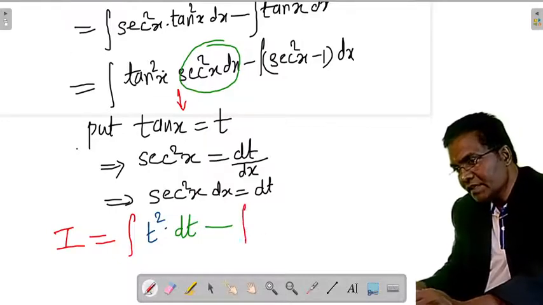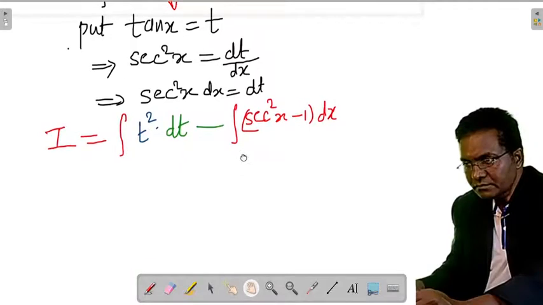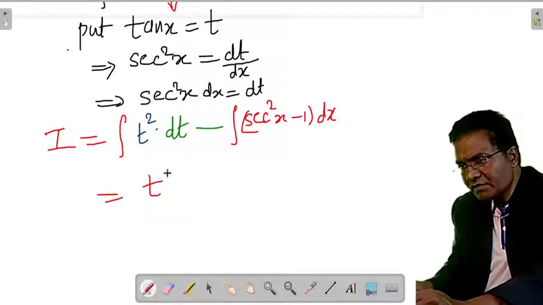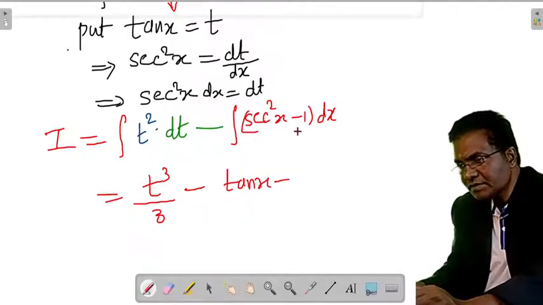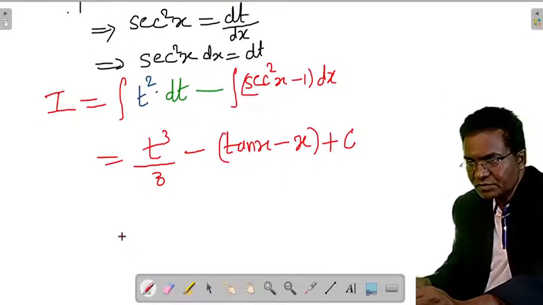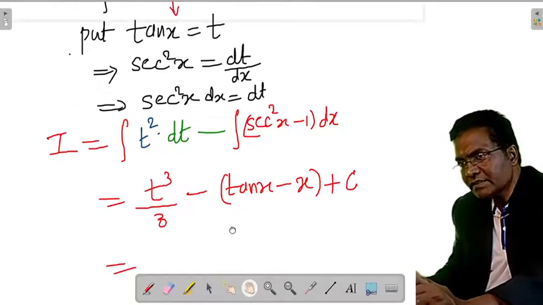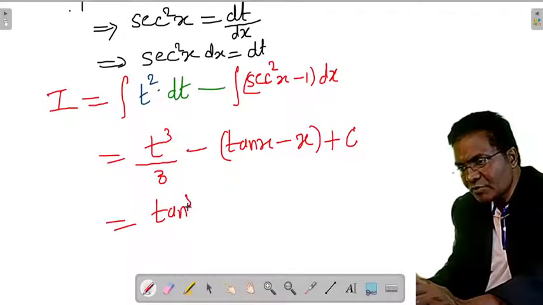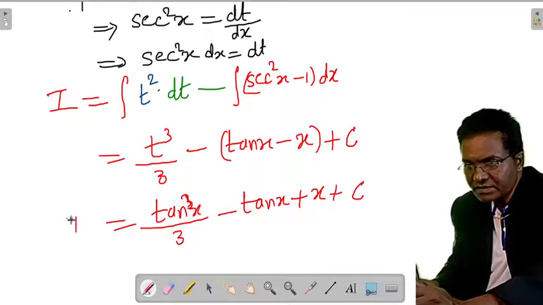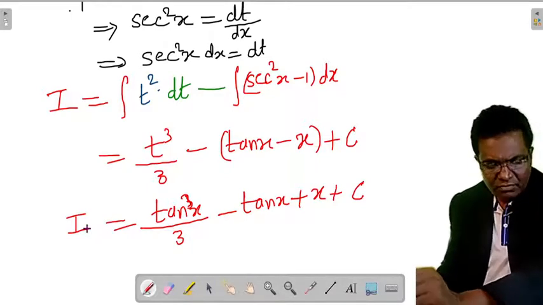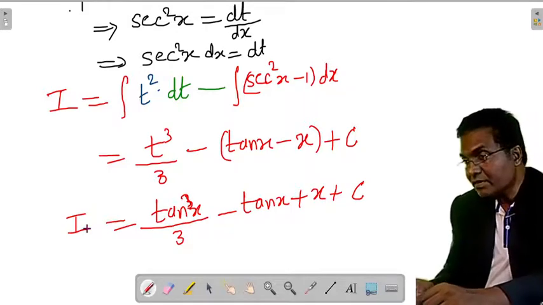Minus integration of secant square x minus 1 into dx. So, integration of t square is t cube by 3 minus integration of sec square is tan x because it's the derivative of tan x, minus integration of 1 is x, plus constant c. So now replace t, you have taken t as tan x. So this is tan cube x by 3 minus tan x, and if you want, minus into minus is plus x, plus c. Okay, so you must be good at the trigonometric identities.